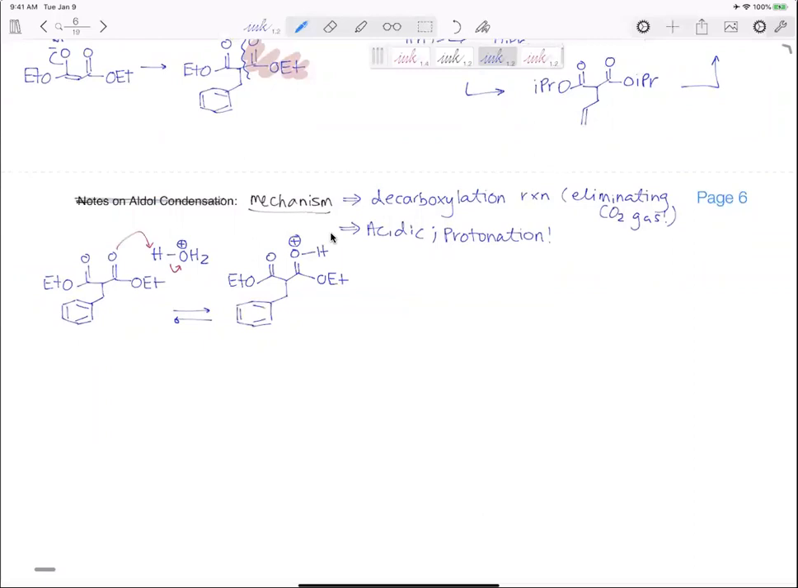Okay. So now you have a very electrophilic atom there, right? So water is going to come in as a nucleophile. I meant to say electrophilic, not nucleophilic. So water is going to come in as a nucleophile and do a nucleophilic attack.